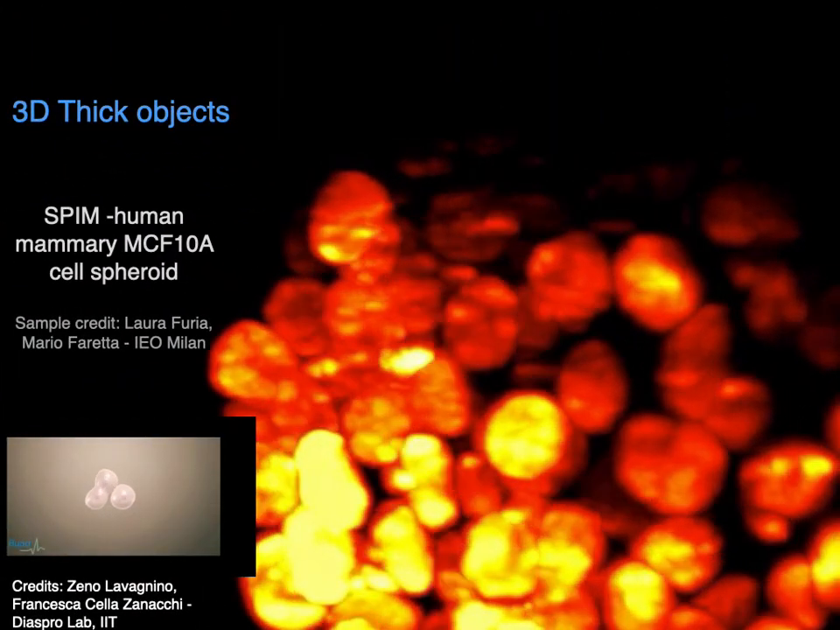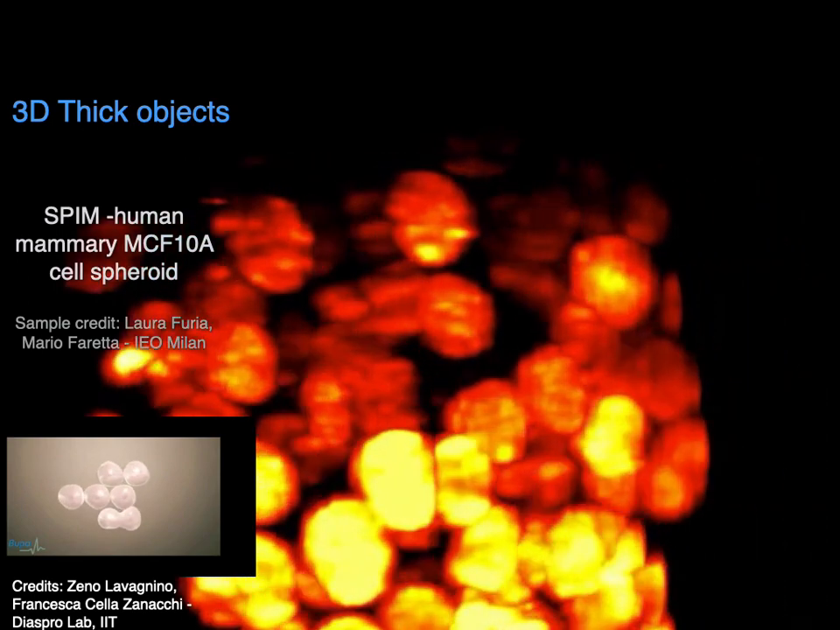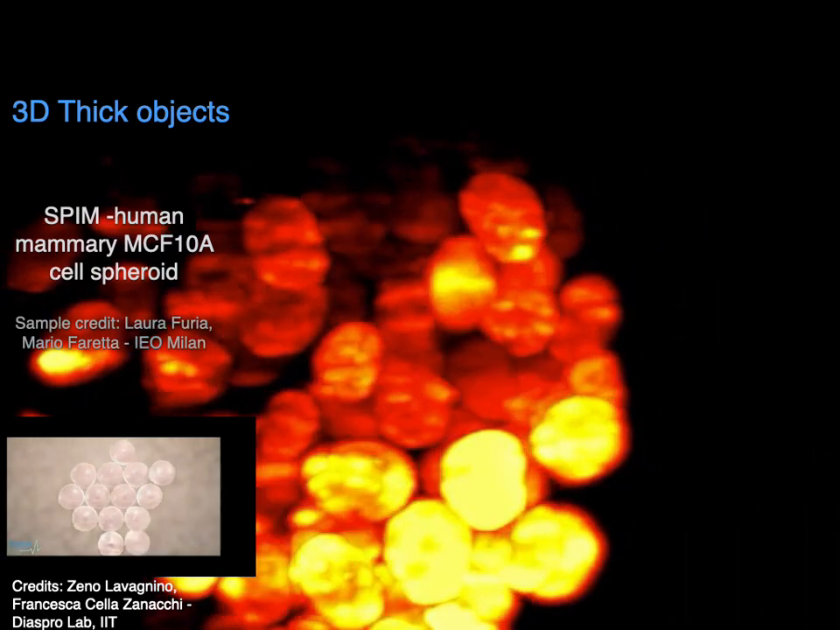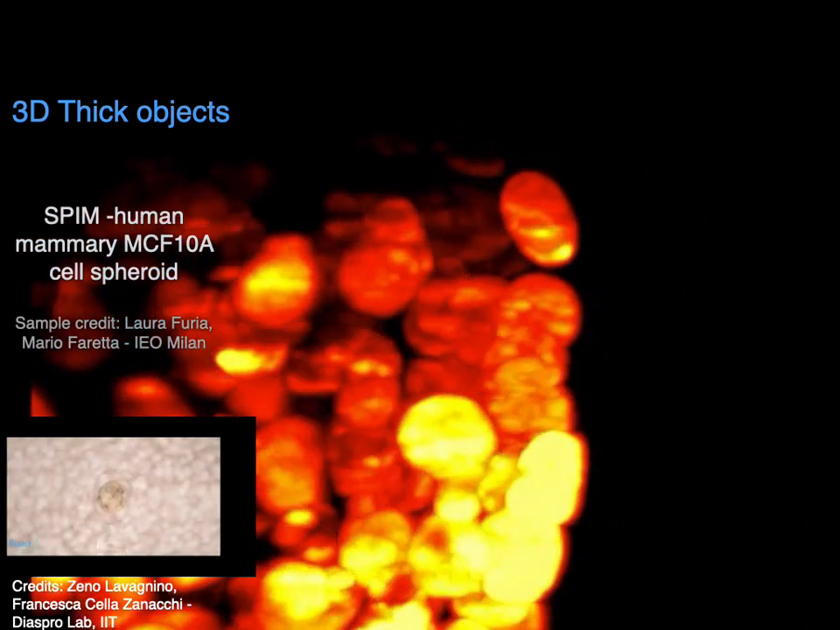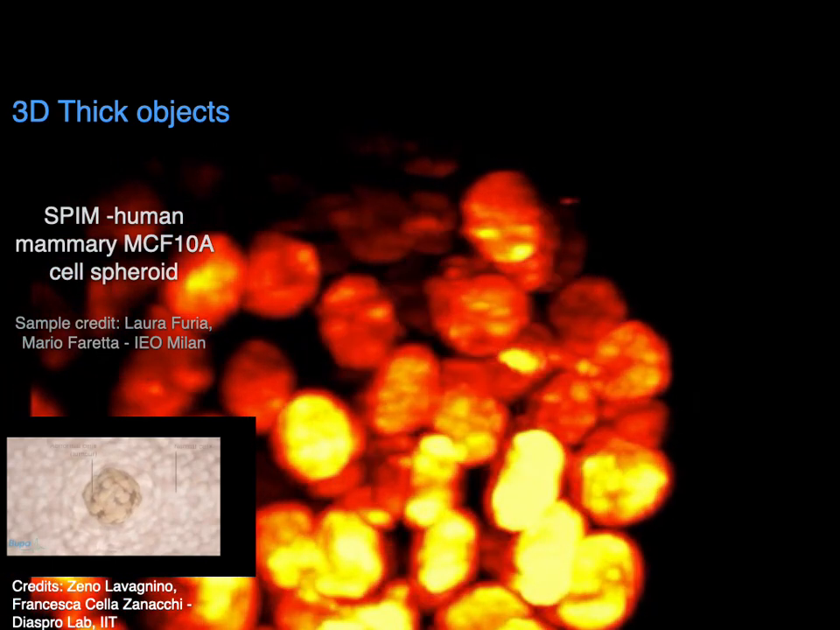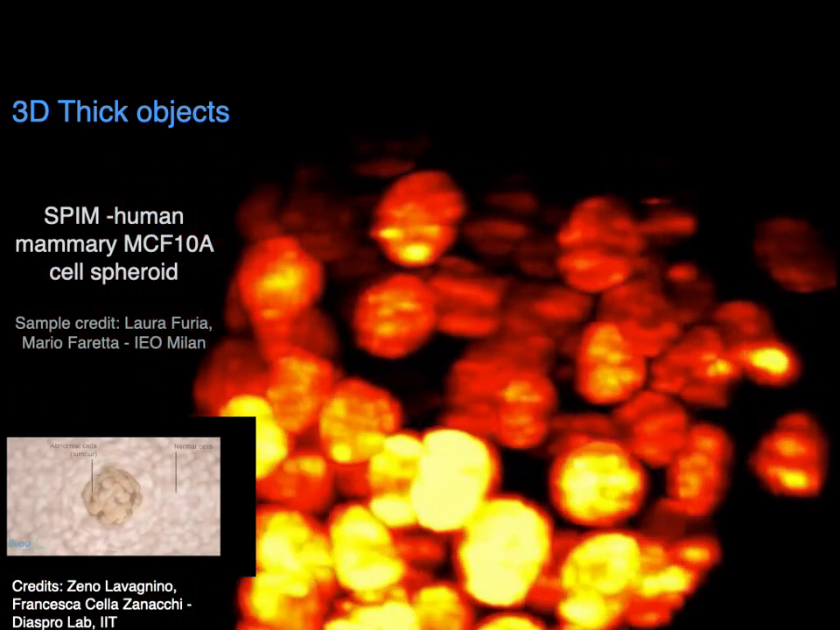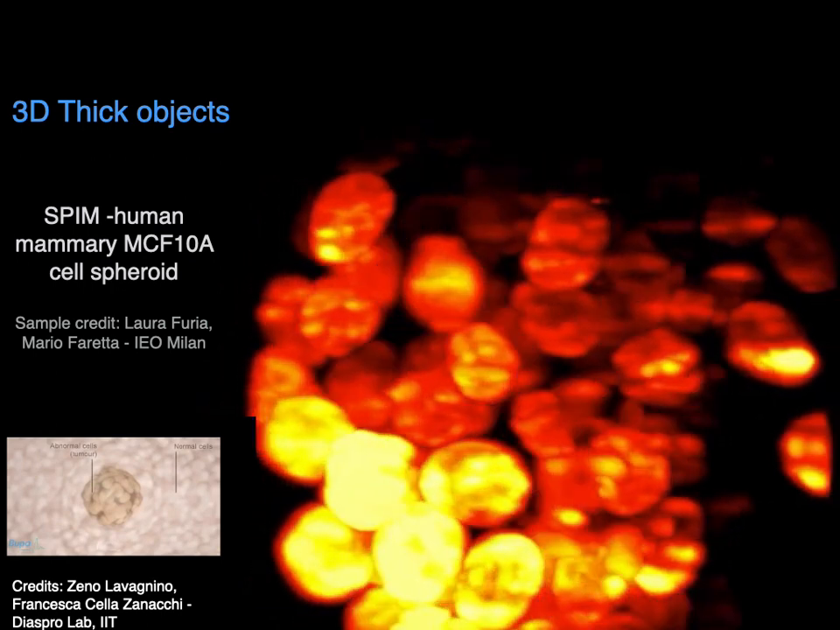When you have thick objects like these, this is a tumoral spheroid, the problem you have is that you have a lot of fluorescence that is forming a background that is very difficult to understand if the photons come from the single molecule you are watching or from other regions, above and below, for example, the focal plane. You have plenty of fluorescence. And so you can improve by a factor of square root of n, where n is the number of photons collected, but this is true only if you are sure the photons come from that single molecule.